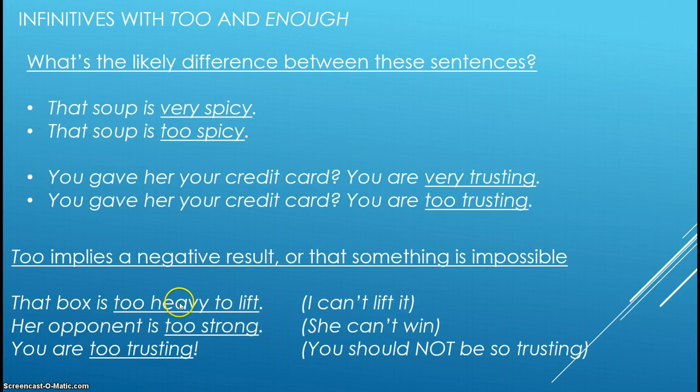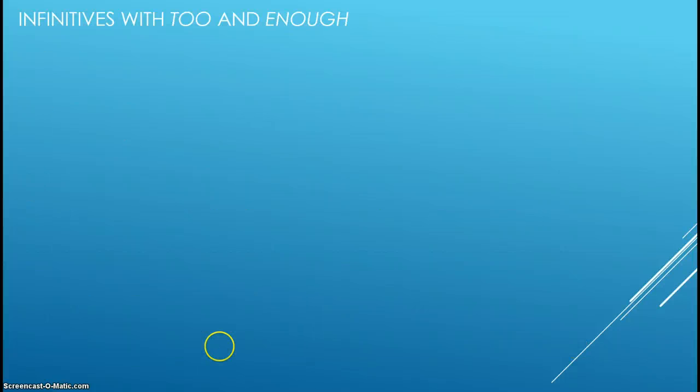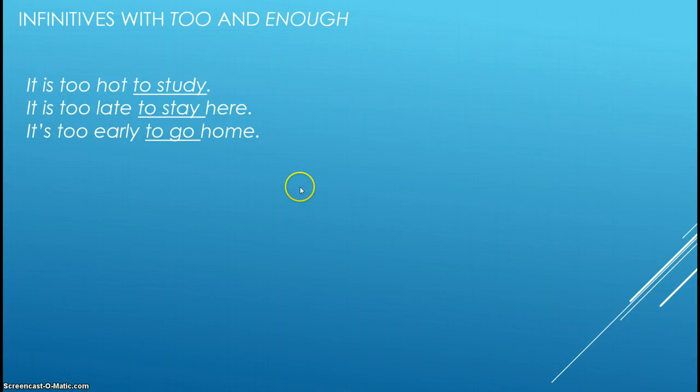The box is too heavy to lift. Her opponent is too strong to beat. You are too trusting. Here it doesn't quite work out. But again, you could have something like you are too trusting to be that way. Something like that could work out. Here we have some more examples. It is too hot to study. It is too late to stay here. It's too early to go home. We'll use the infinitives quite often with these two structures.